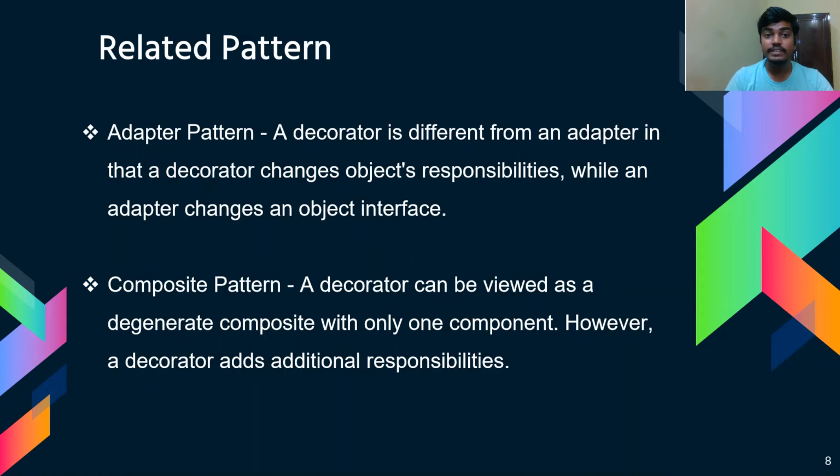So here are the related patterns for the decorator pattern: the adapter pattern and also the composite pattern. There are many more, but I have mentioned only the adapter pattern and composite pattern. Adapter pattern: a decorator is different from an adapter in that a decorator changes the object's responsibilities, while an adapter changes an object's interface. The decorator just changes the responsibilities of the particular class, but the adapter changes the interface of the class. Composite pattern: a decorator can be viewed as a degenerate composite with only one component. However, a decorator adds additional responsibilities.